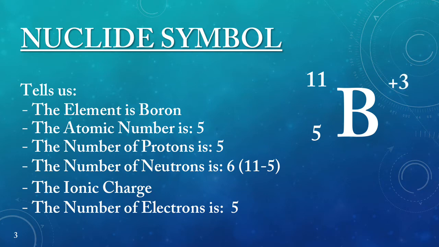Now, it also can happen if we changed it to a +3, which means it's now a cation. We change the charge, and the number of electrons would then be 2. Now, I don't have it edited here, but we can get the idea.